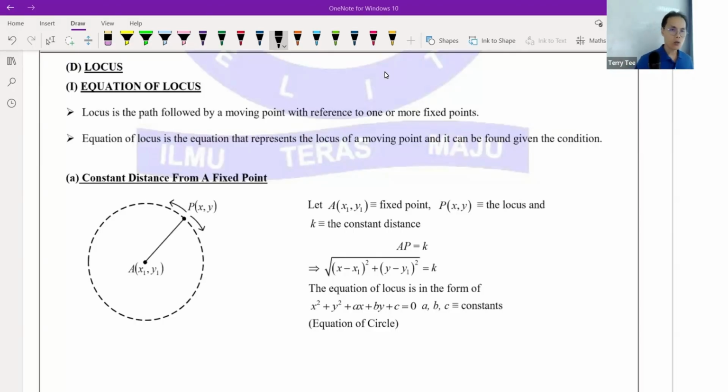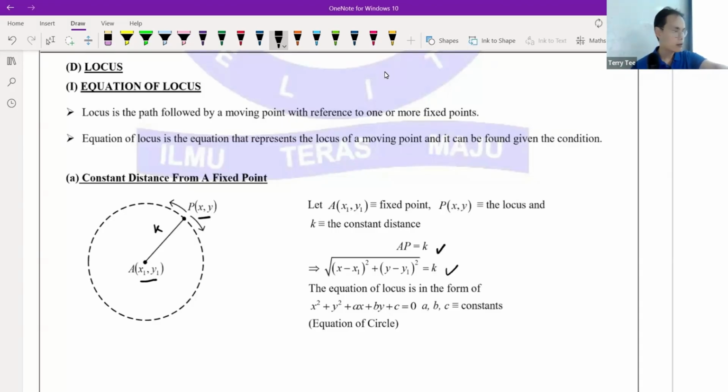All right, so what is locus? Locus is a moving point, and what you want to do is form the equation of the locus. The first type is the case where you have a constant distance from a fixed point. Here my fixed point is (x1, y1). The coordinate of a moving point is P(x, y). So we start off by saying the distance AP is constantly k units.